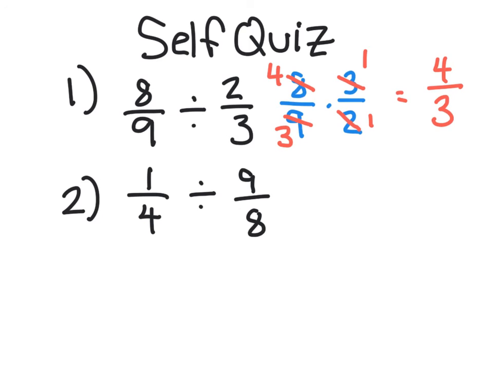The second problem, we have 1/4 as the dividend. We're going to multiply by the reciprocal, which is 8/9. All right, we can cancel some factors. 4 goes into itself 1 time. It goes into 8 twice. So we get 2/9.